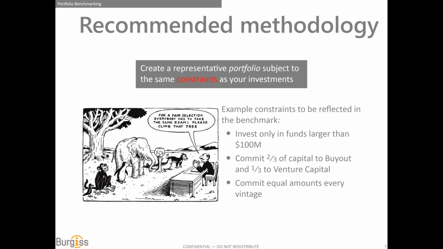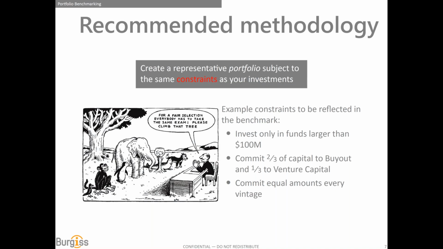Another example of a constraint might be based on fund size. So for instance, if for capacity reasons, we should avoid investing in small funds, then the benchmark should be subject to exactly the same constraint. For example, invest only in funds larger than 100 million, that same constraint should apply to the benchmark.